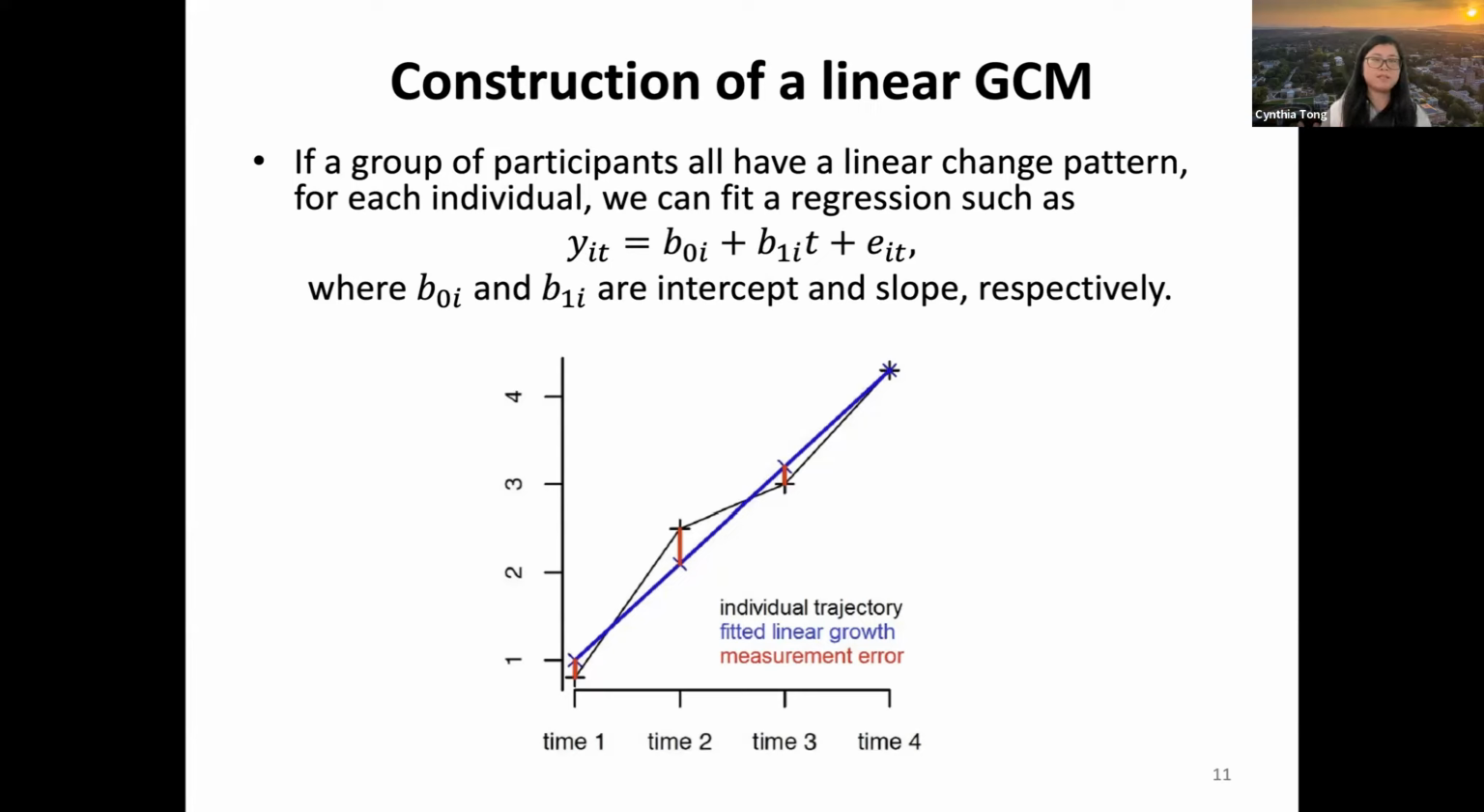So we have intercept b_0i and the slope b_1i, with the subscript i because these could be different for different individuals. And it can be represented by this plot. We have the observations for this one individual at 4 time points, and we fit a linear regression line to these 4 observations. This is an individual growth curve. And the measurement errors, which are represented by e_it, are those vertical red bars. This is just for one individual.